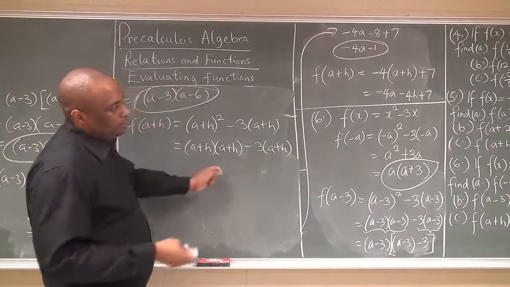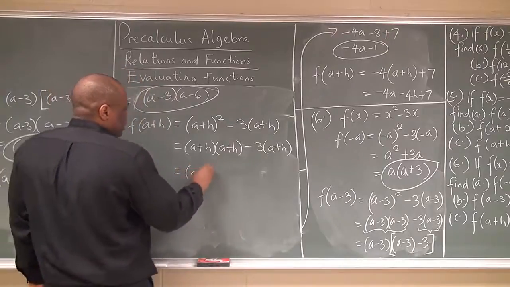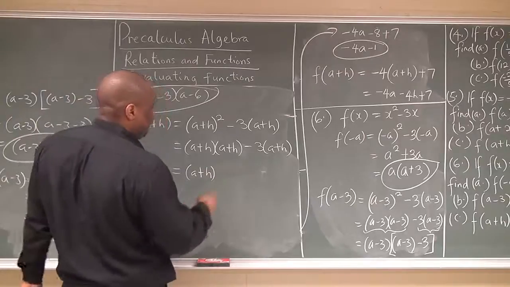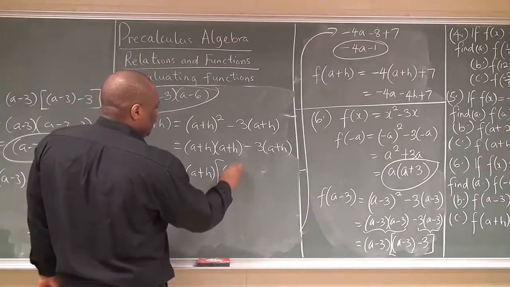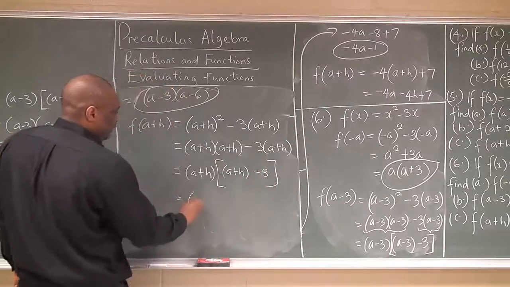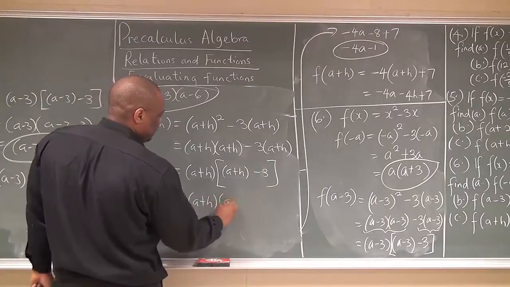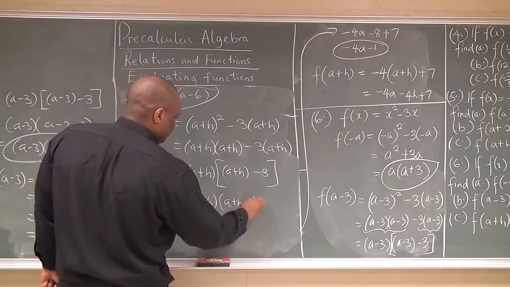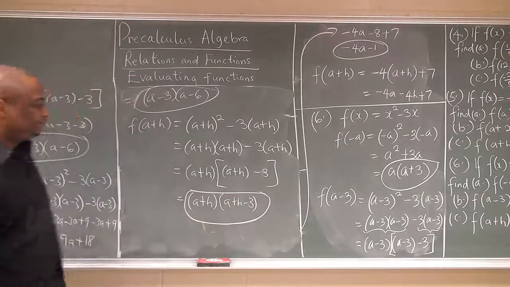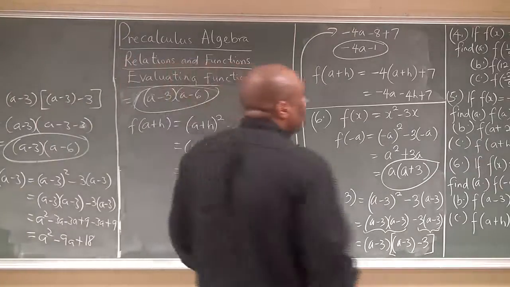And guess what? I want to do it the easier way, factoring out a plus h. If you like, you can follow this other second step. That's fine. And what will remain here? A plus h minus 3. So this will be a plus h times a plus h minus 3. And you can't do anything again. So you leave it like a plus h times a plus h minus 3.